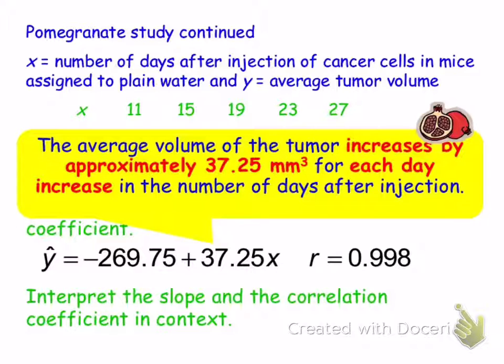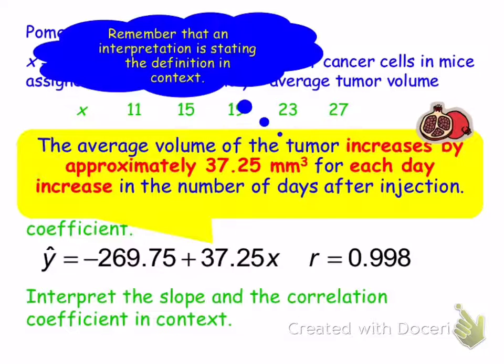How is it started as a negative? How is it what? How is it started out as a negative? We're going to talk about that. Okay. So the slope: for every increase of one day, the volume of the tumor increases by 37.25 millimeters cubed. Okay, that would be slope.